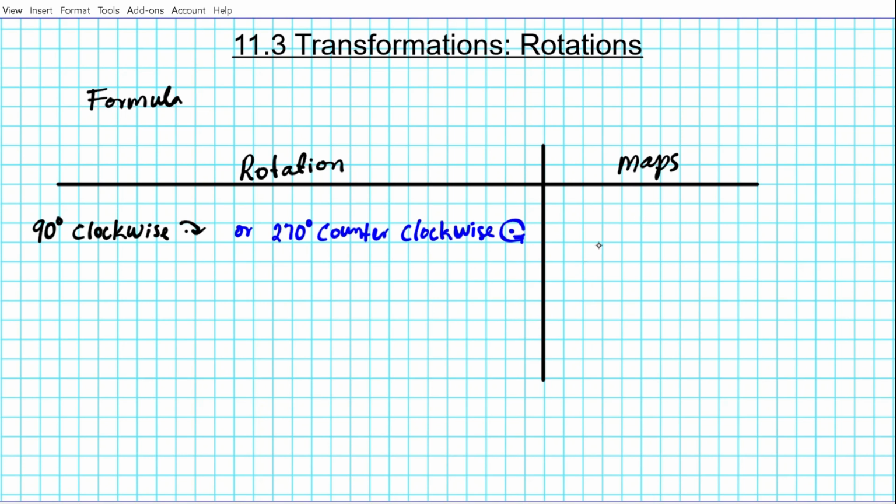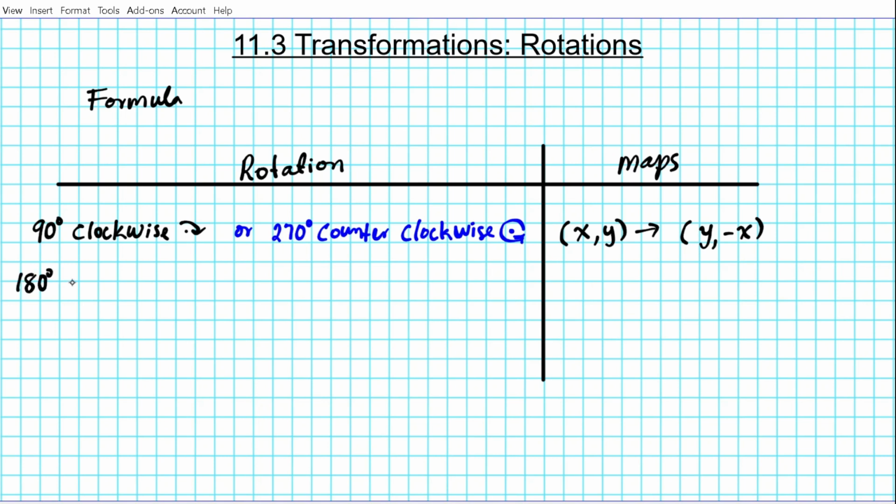All right, so how does this affect a polygon? Let's take a look at how it affects the vertices. So let's say we have a vertex xy. If you rotate it 90 degrees clockwise or 270 degrees counterclockwise, xy will be mapped to y comma negative x.